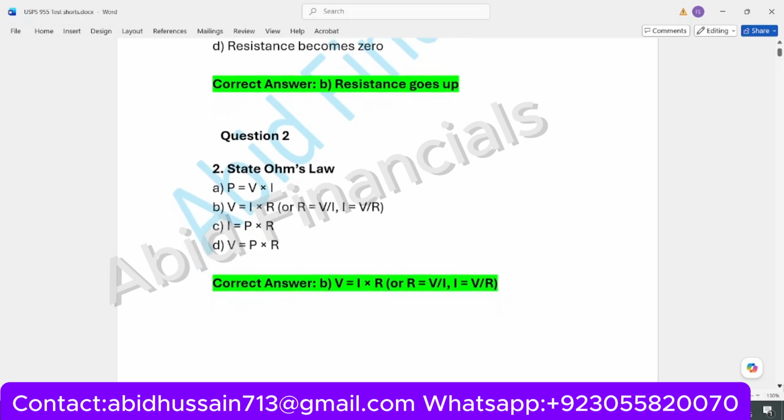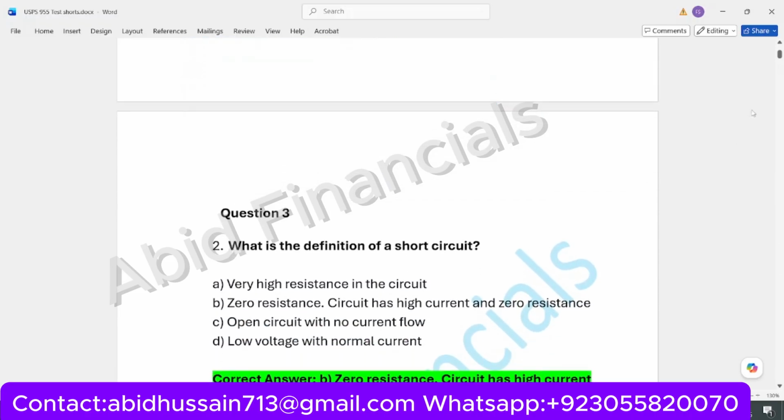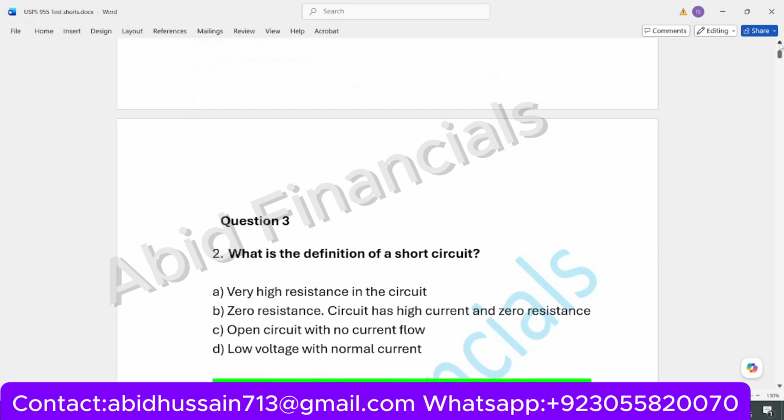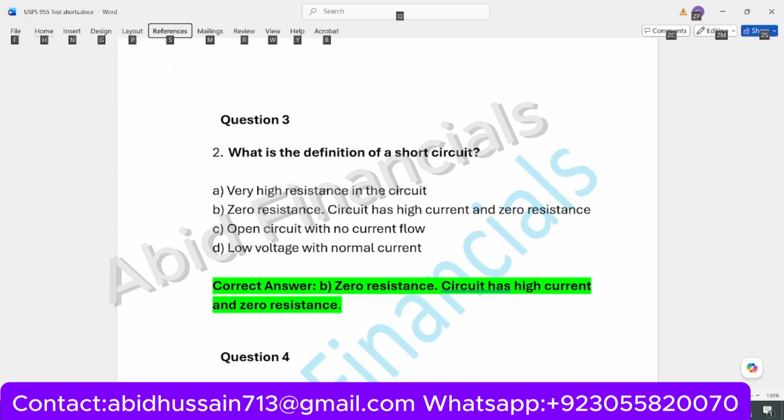Question number 3: what is the definition of a short circuit? Option A: very high resistance in circuit. Option B: zero resistance, circuit has high current and zero resistance. Option C: open circuit with no current flow. And option D: low voltage with normal current. The correct option is option B: zero resistance. Circuit has high current and zero resistance.